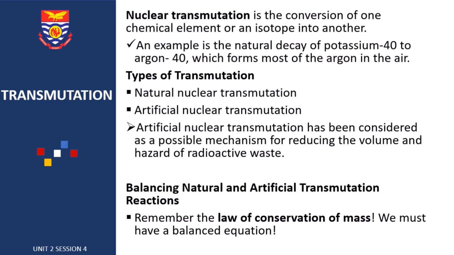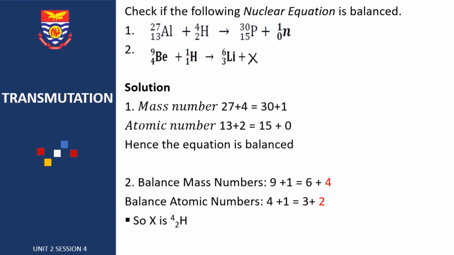Let us look at balancing natural and artificial transmutation reactions. The key to balancing these reactions is the law of conservation of mass. So the masses on the right side of the equation should balance with the masses on the left side of the equation, and the atomic number on the right side should also balance the atomic number on the left side. Let us try to balance these few nuclear equations.